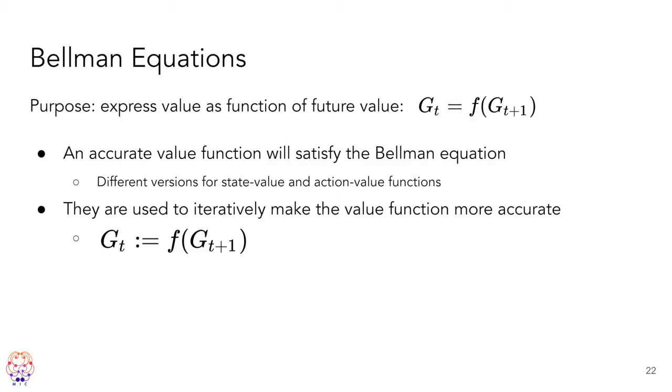So we have a different version for the action value and state value equations. And the overall purpose is to just express the current expected return as a function of future expected return. So as you look at the next slide, just keep that in mind. We want to express current as a function of what we think is going to happen in the future.